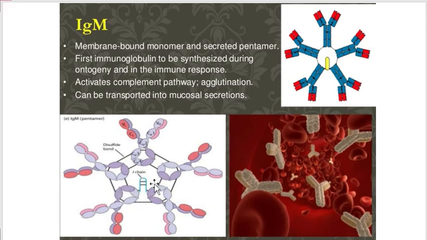Like if the antibody has to be secreted inside the intestine, or in the tears, or any kind of secretion of the body, this antibody is capable of transportation across mucosal secretions because of the presence of the J chain, but its steric hindrance is because of its pentameric structure. It is a very powerful opsonin if we compare it with IgG, because it can simultaneously bind 10 antigenic determinants on its surface.